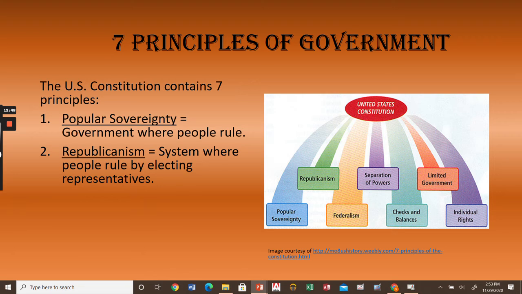We don't vote on our laws. We vote on the people who write the laws. And that's what a Republican form of government is, where the people elect their representatives to go make the laws for them. But the people are still in charge. Because if they don't like what those representatives are doing, they get to vote for someone else the next election.